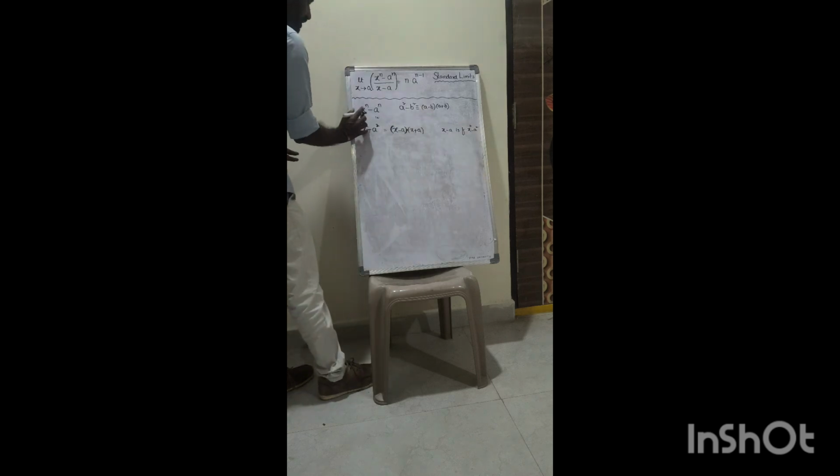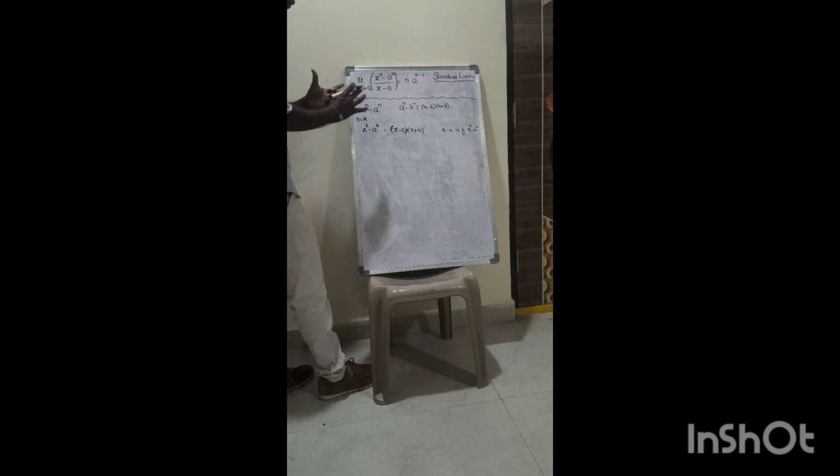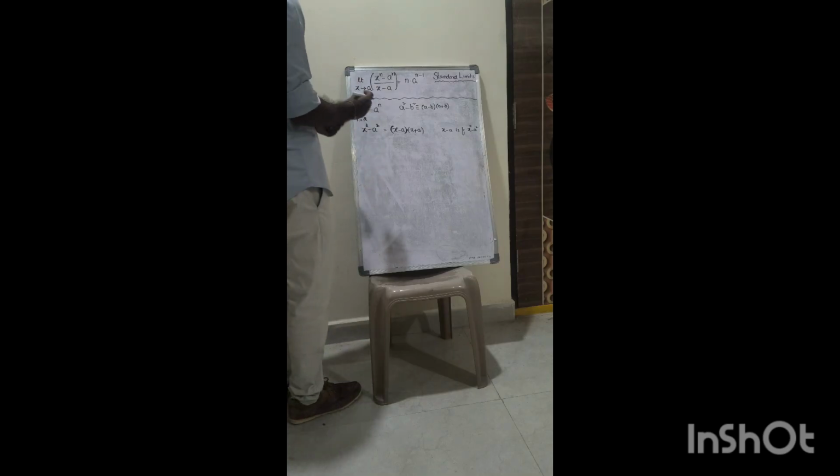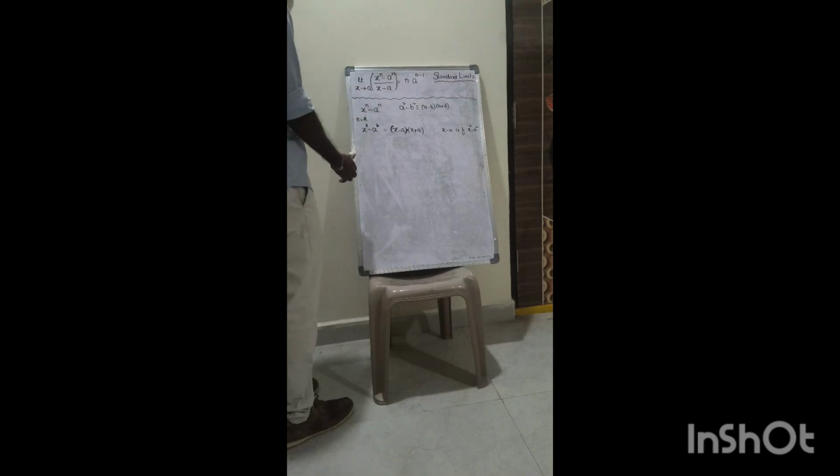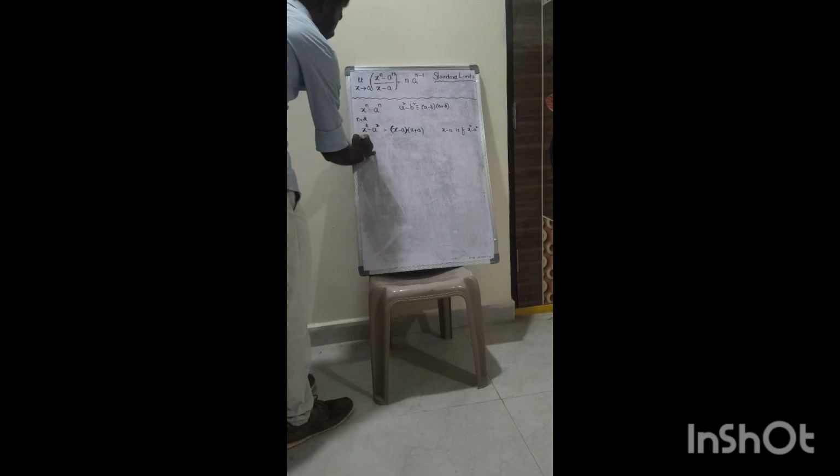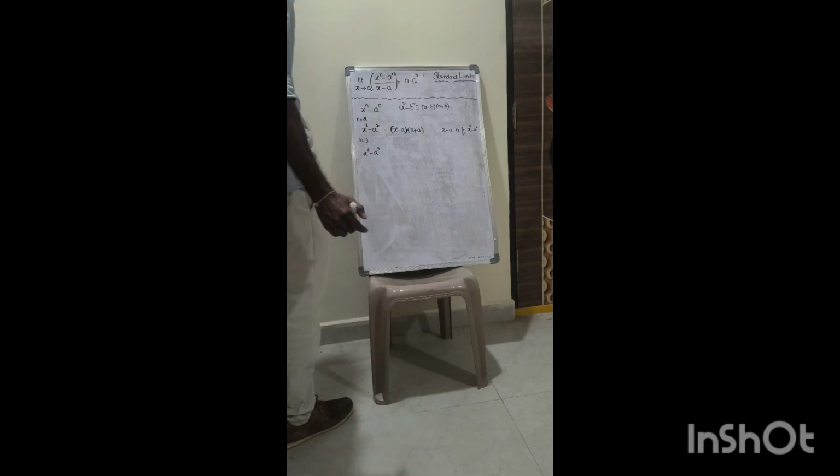Next, see, I am taking one even number and one odd number, and through that we can find one fact, one observation. Now I am taking n value as 3. If I take n value 3, what are you going to get? You will get x cube minus a cube.